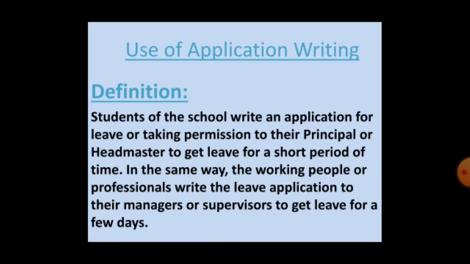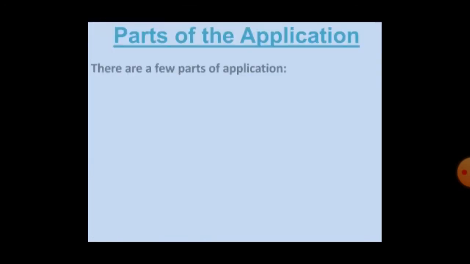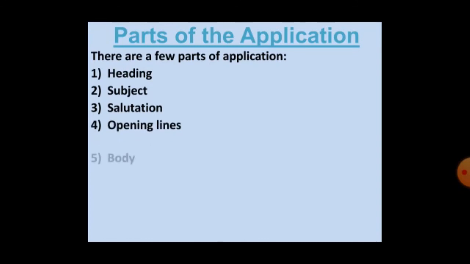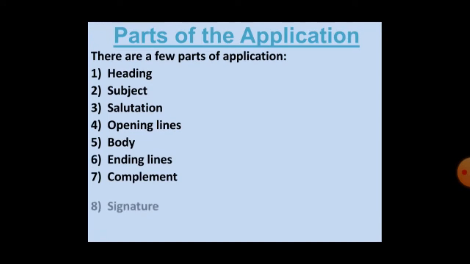So here come, students, the parts of application. So there are few parts of application. First comes heading. After heading we put subject, then salutation, then opening lines, then body, then ending lines, then complimentary close, then signature, date, and in the last we put name.